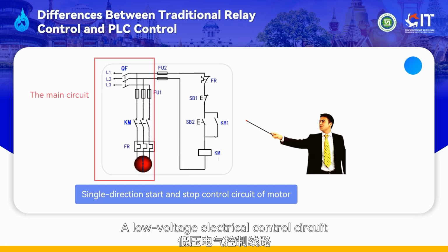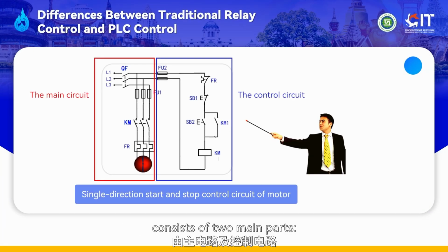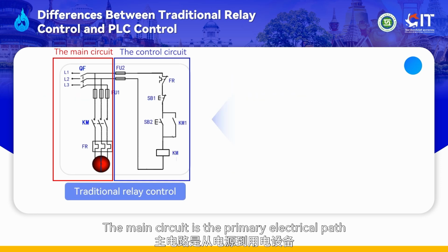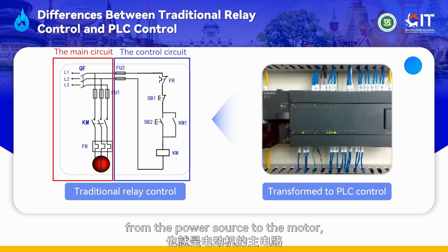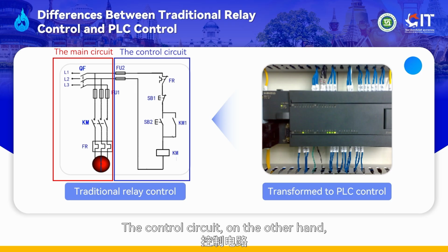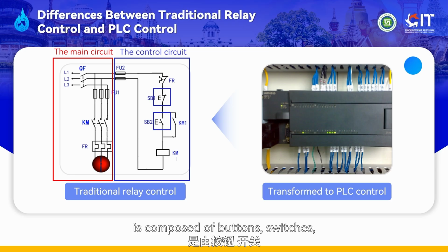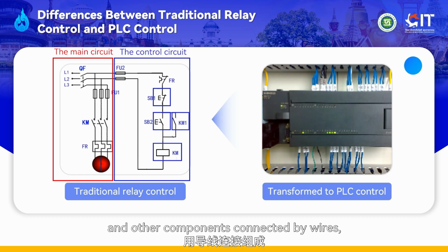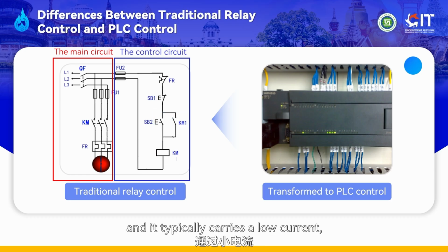A low-voltage electrical control circuit consists of two main parts, the main circuit and the control circuit. The main circuit is the primary electrical path from the power source to the motor, carrying a high current. The control circuit, on the other hand, is composed of buttons, switches, contacts, contactor coils, and other components connected by wires, and it typically carries a low current, not exceeding 5 amperes.